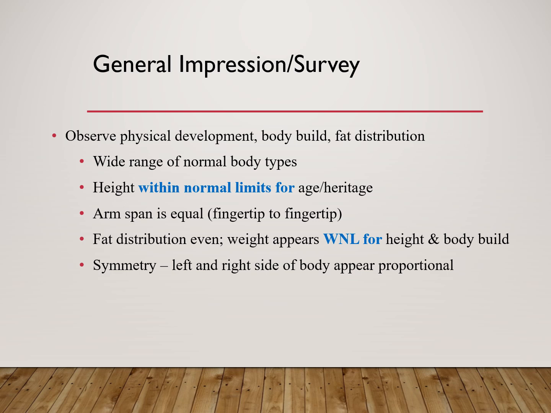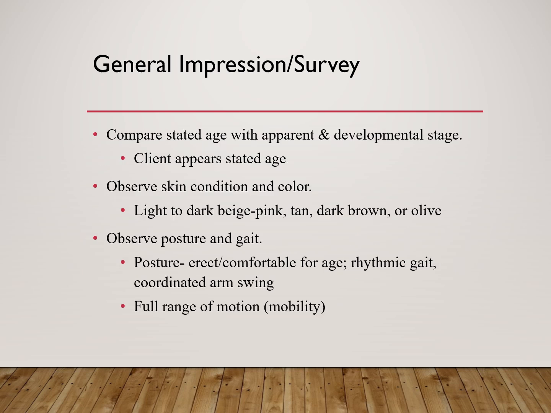Just as well for height, looking at what your average height is for that patient, that has to be accounted for. For symmetry, we look at the left and right side of the body and look to see if it's proportional. So we're looking at symmetry in the shoulder height and the hip height, for facial symmetry, for raising eyebrows, things like that. If there is asymmetry, typically there's a reason for that. And so that would be something that would be important to note when you're observing.